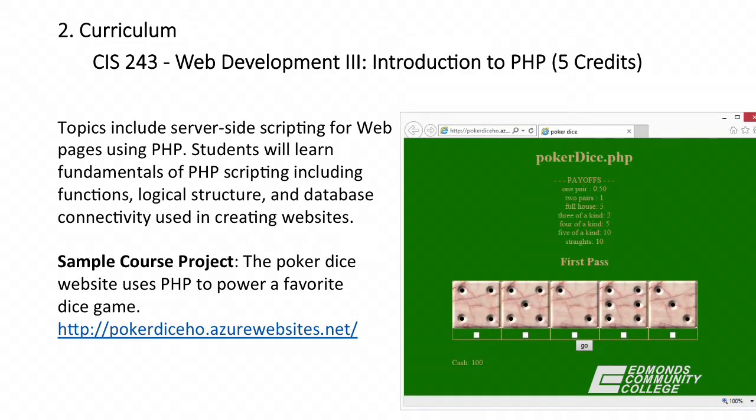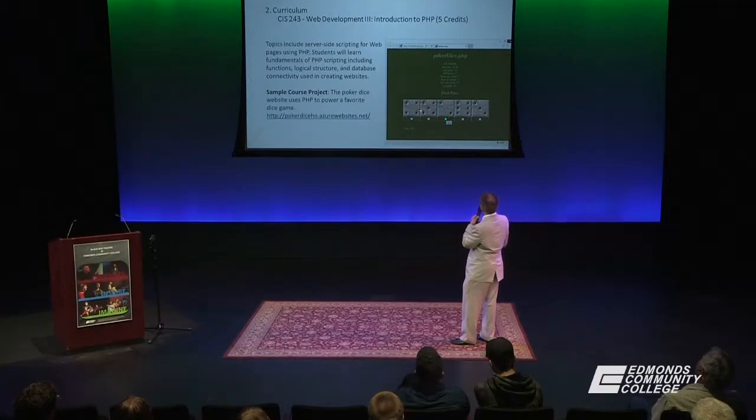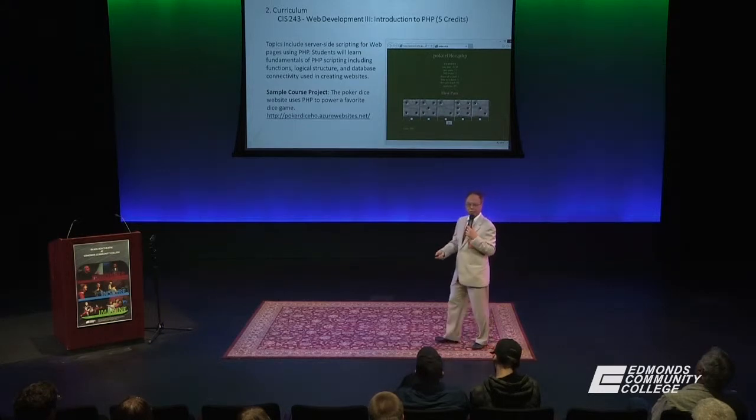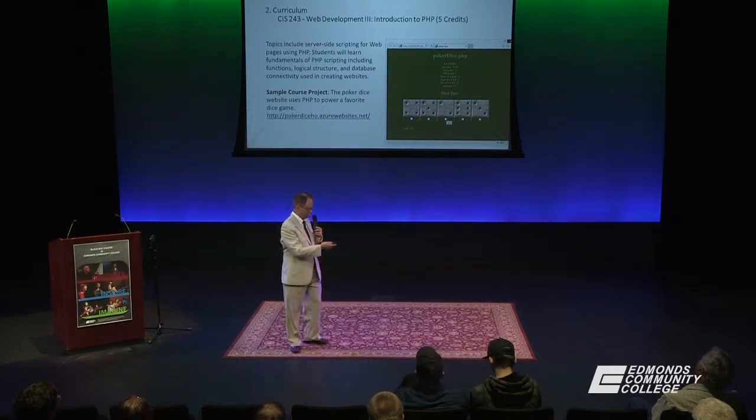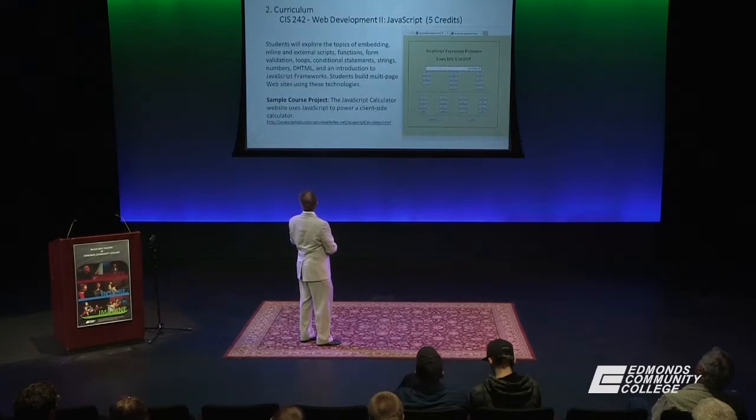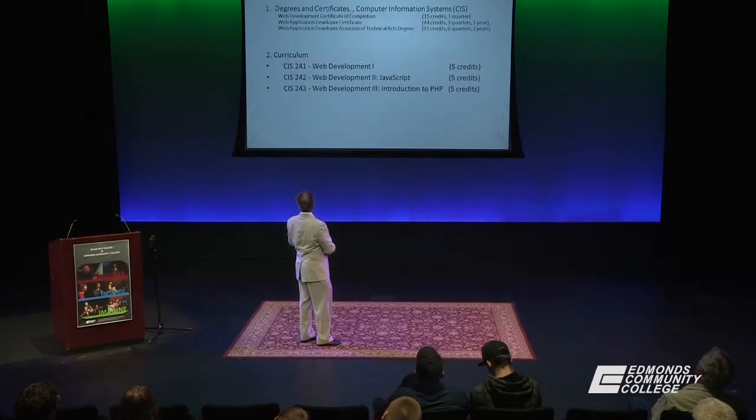Now 243 is something like this. What I'm showing here is actually a game. This is called a poker dice game. That means you simply click the button, and if it shows up as a pair, or a full house, or three of a kind, you win some kind of money. Just like playing poker in Las Vegas, whatever. Now you can do that if you know everything about 241 and 242.